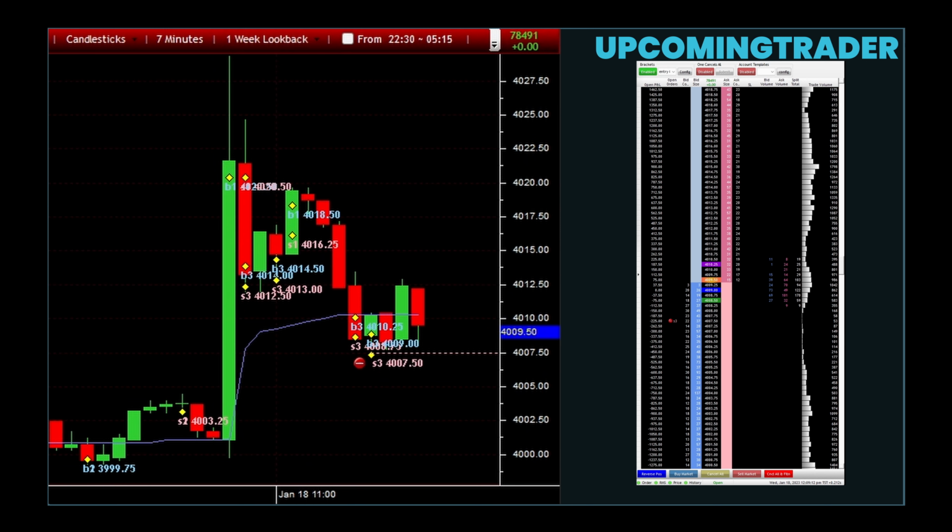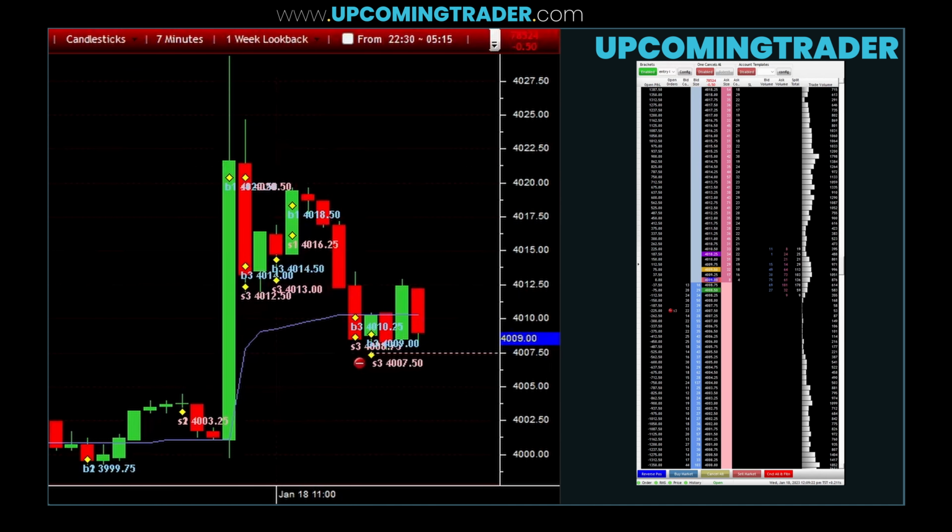Set a stop loss, which is a level where you are willing to close the trade if it goes against you, just below the breakout point for long trades or above the breakout point for short trades. A stop loss is critical because it limits your losses if the market does not go your way.